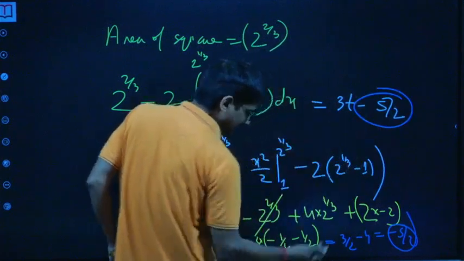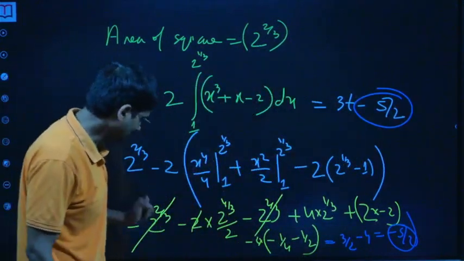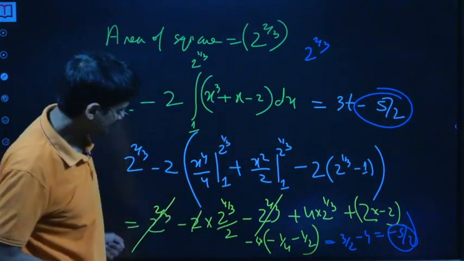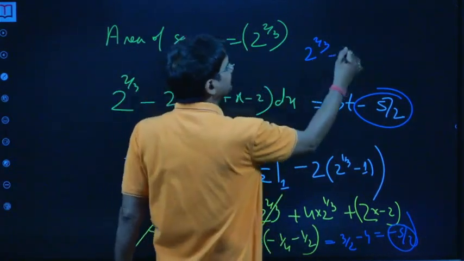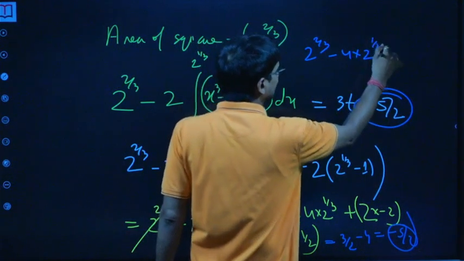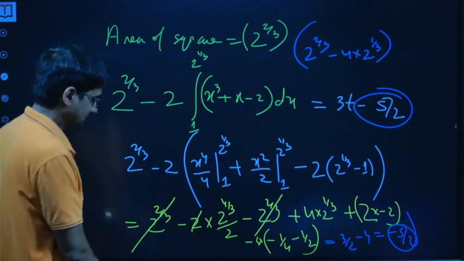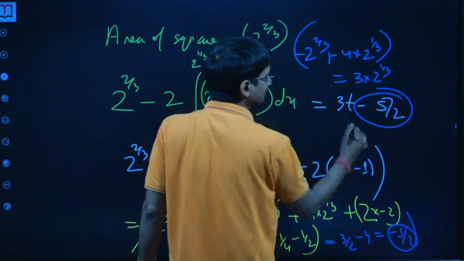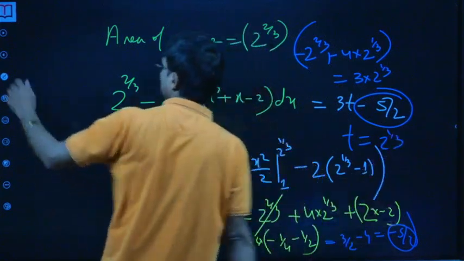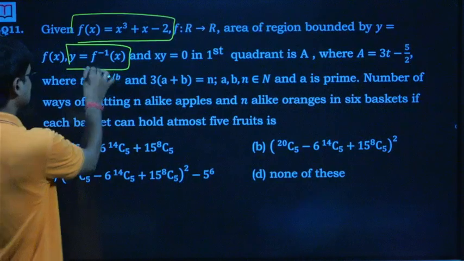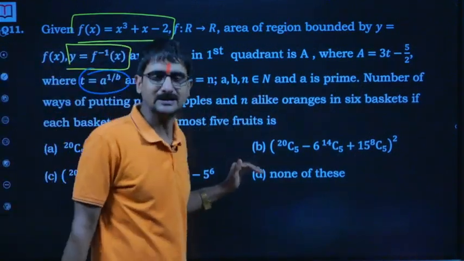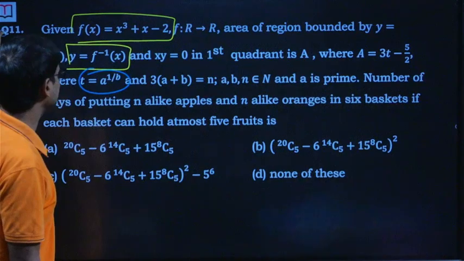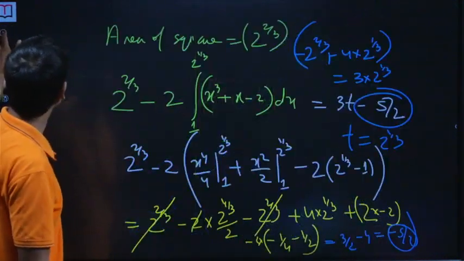So we got it. So that means what remains is 3 times t. What remains here is 2 raised power 2 by 3, divide by 2, minus 4 into 2 raised power 1 by 3 plus 4 into, this was minus, actually this is plus, so we got 3 into 2 raised power 1 by 3, and that's it. So t is 2 raised power 1 by 3, and we are given t is a raised power 1 by b, and then there is a question following. That's not a concern here. You can try it later, but a raised power 1 by b, so a is 2 and b is 3, and then you put the value, get n, and then you can try to solve it further.